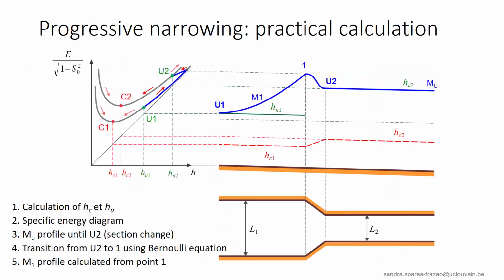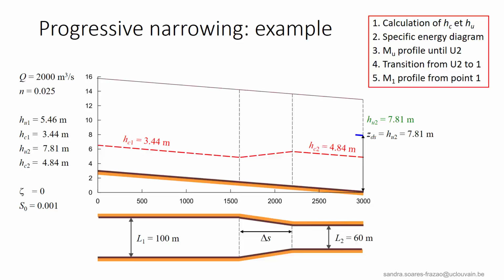Finally, after applying the Bernoulli equation to find point 1, we calculate the M1 profile from this point 1, as it is also a downstream controlled water profile. Let us apply this to an example.